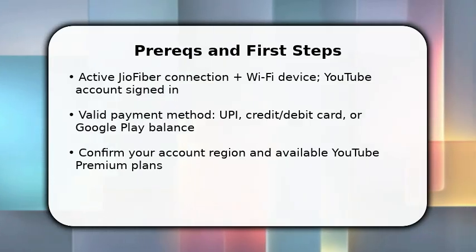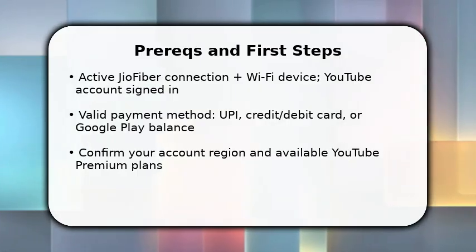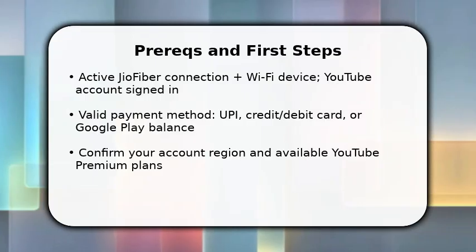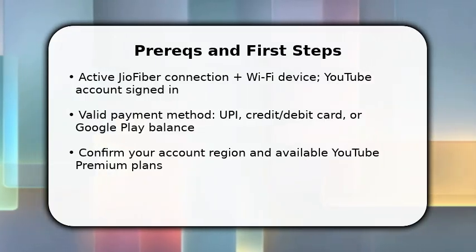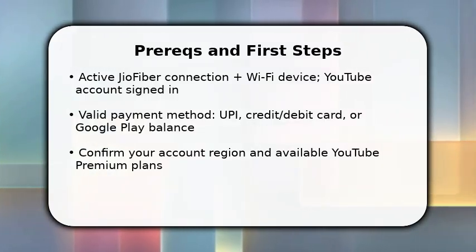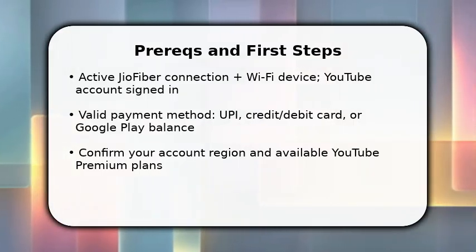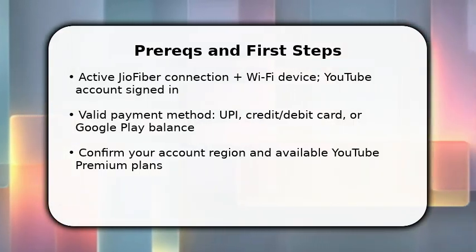You have the essentials ready: Jio Fiber online, a signed-in YouTube account, and a payment method. First, connect your device to the Jio Fiber Wi-Fi so traffic routes correctly. Open the YouTube app or web page and sign in. Once done, tap your profile and go to Get YouTube Premium to view plans.